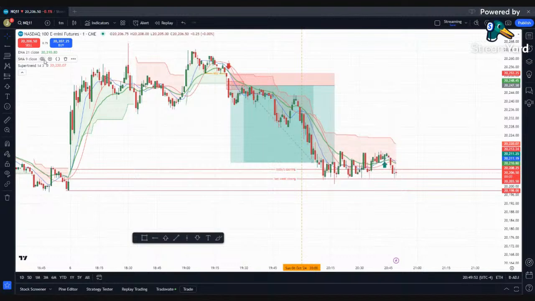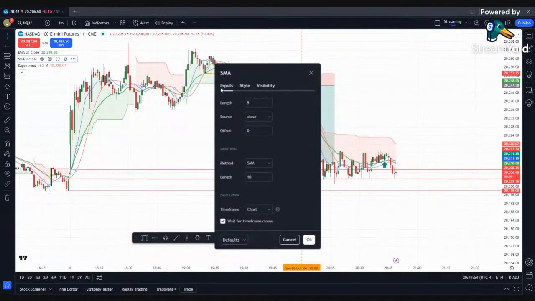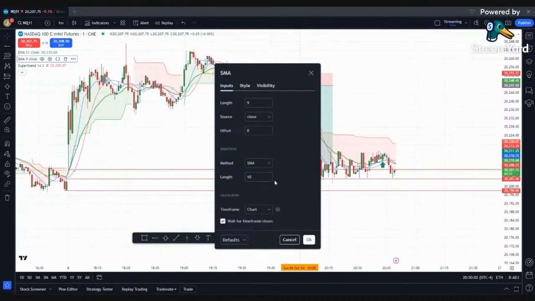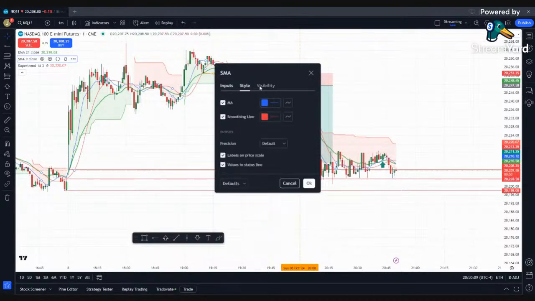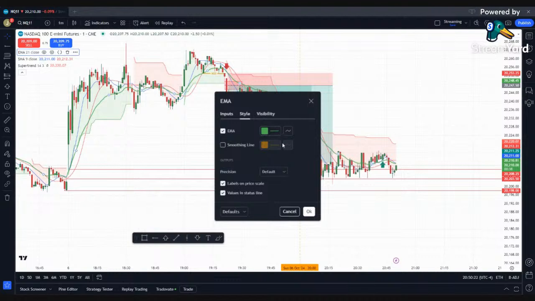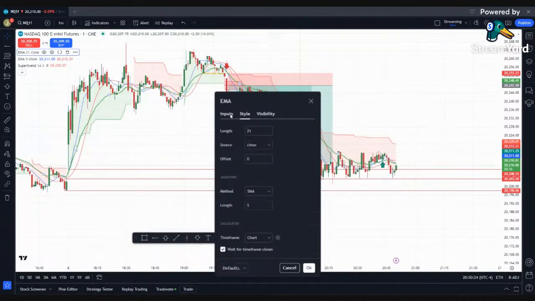The setting is length 9, source is close, and I add a smoothing moving average of 10, because this is my exit signal, or early exit signal. That's what I call it. Then I modify the colors according to my preferences, so blue and red. That's the simple moving average. And then another one is the exponential moving average, where the length is 21 and the source is close.